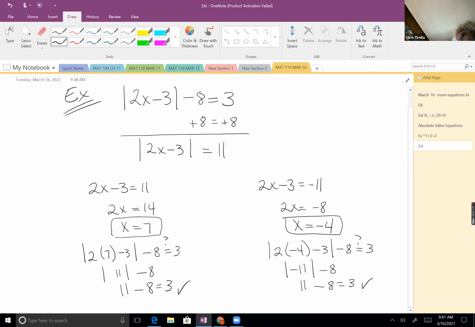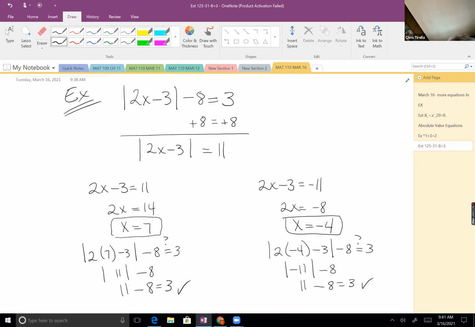Did everybody get their two solutions to be 7 and -4? And both should check. Does anybody have a question on solving an absolute value equation?